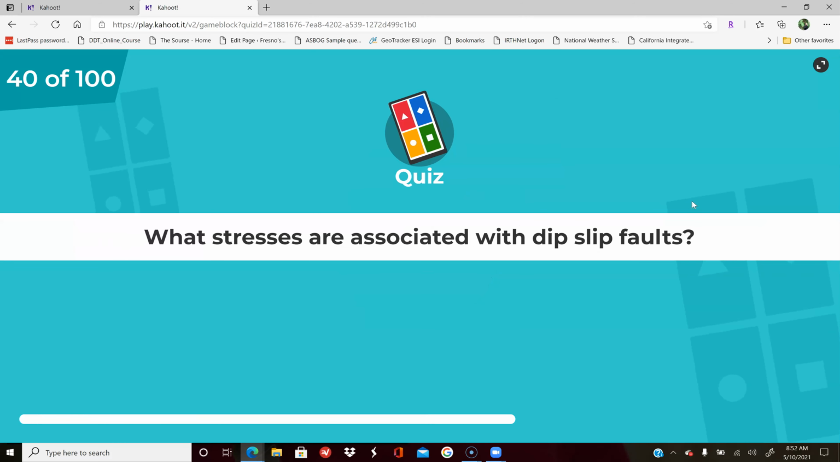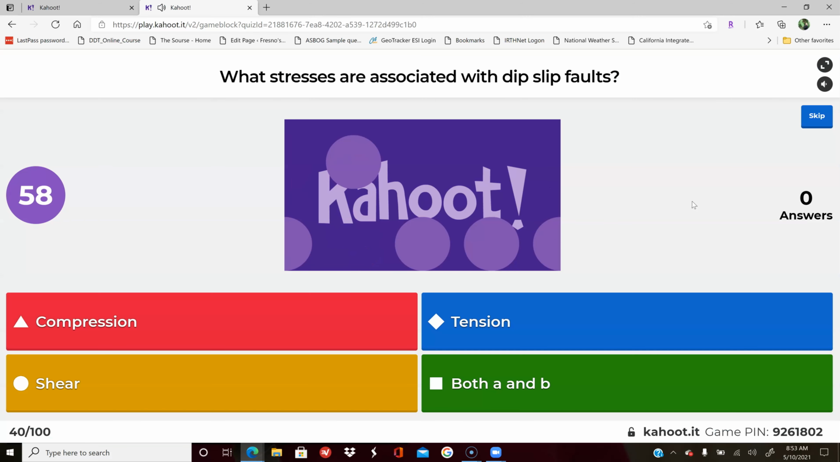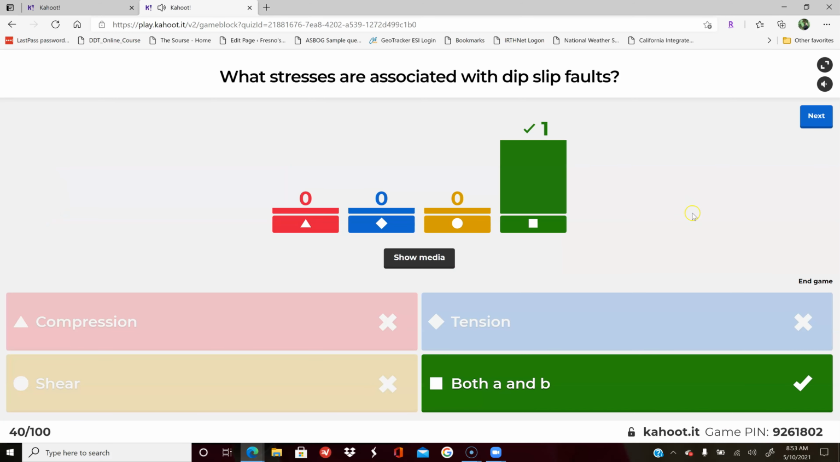What stresses are associated with dip-slip faults? Compression, tension, shear, or both A and B? Again, there are two different types, so it's both A and B. Compression is associated with reverse faults, and tension is associated with normal faults.